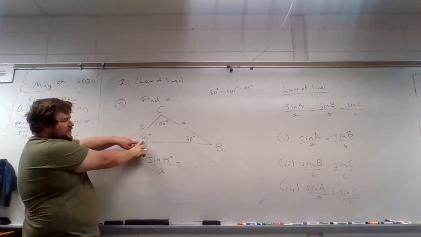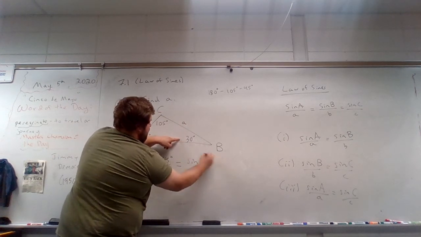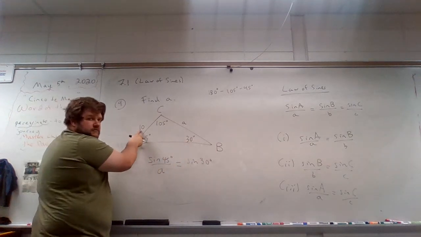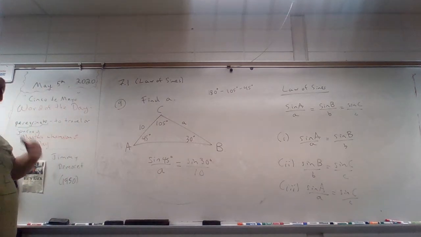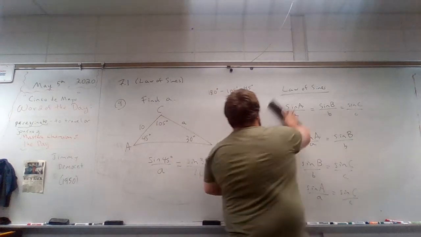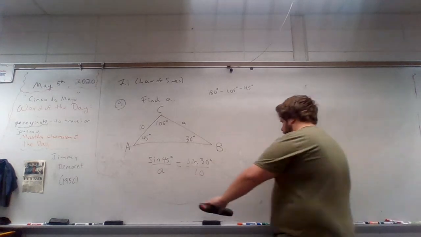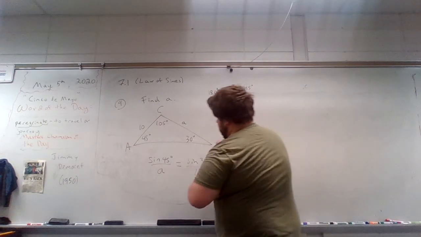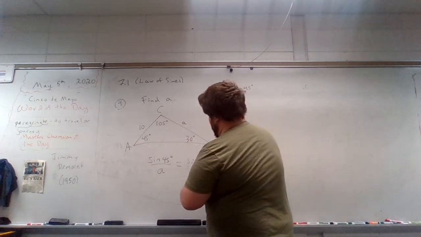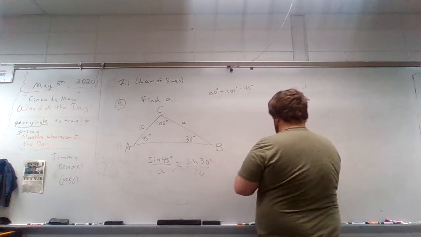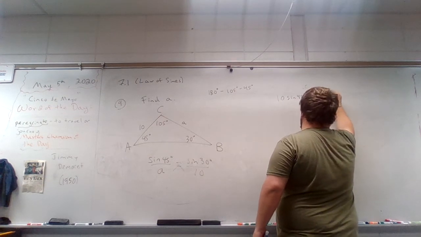So the sine of 45 over a is equal to the sine of this 30-degree angle over the side opposite it, which is 10. I just set that equation up, and then I have a proportion. I would just solve for a. So cross multiply. I get 10 times the sine of 45 is equal to a times the sine of 30.